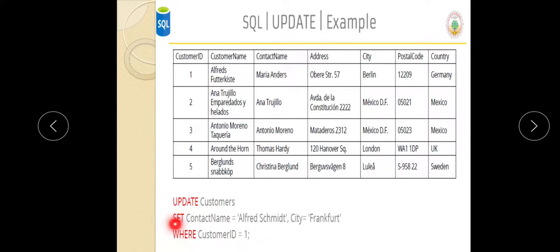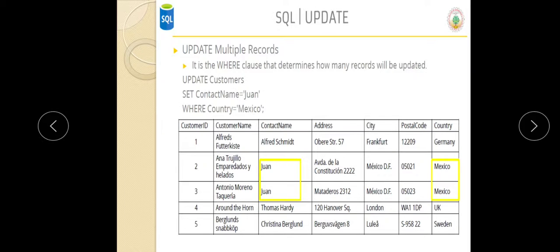The SET specifies the column and the WHERE specifies the row, which row we would like to update. Clear? Now, updating multiple records. If you would like to update multiple records, we can do it. It is the where clause that determines how many records need to be updated. In the where clause we specify how many records we would like to update.